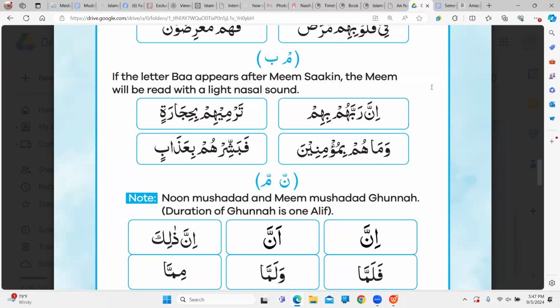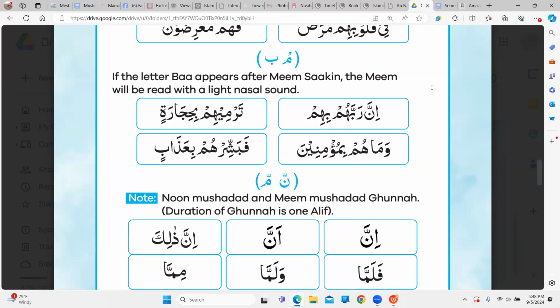Inna rabbahum, ha dhamma hu, meem sakin hum. Inna rabbahum. Okay, after meem sakin comes letter of ikhfa shafawi ba. Ikhfa shafawi ba. What is the rule? The meem will be recited with gunna.